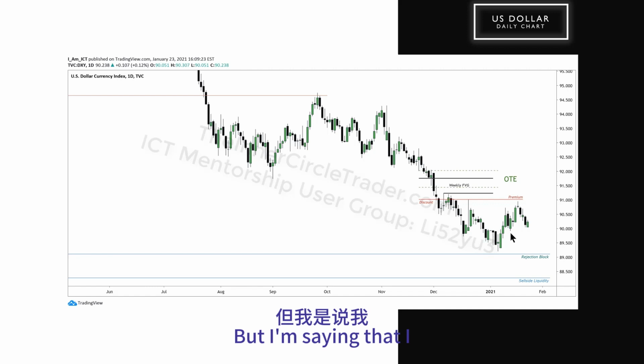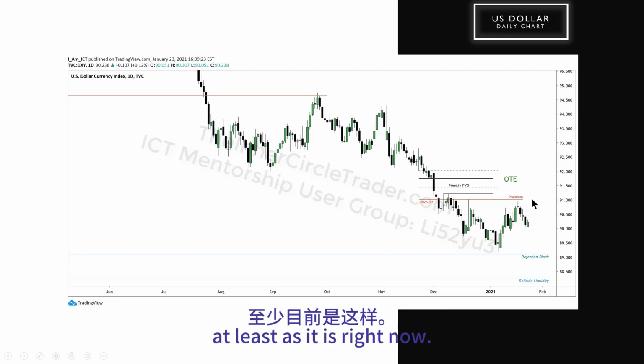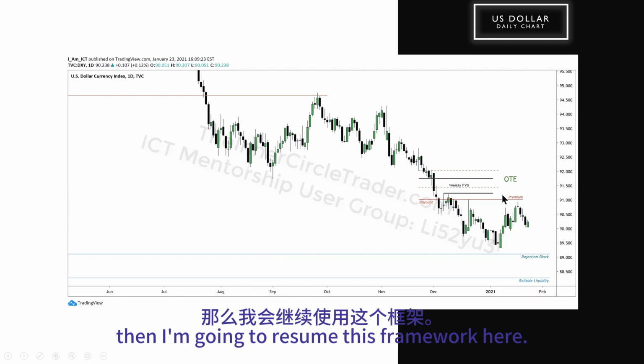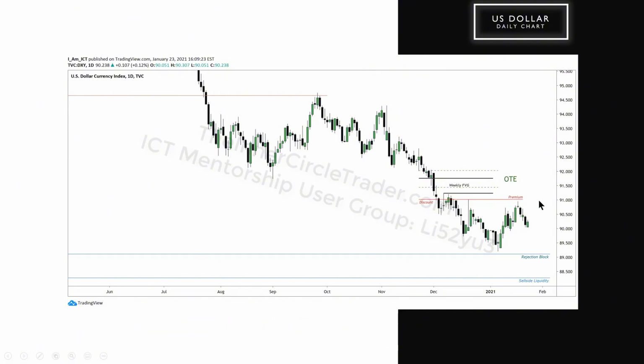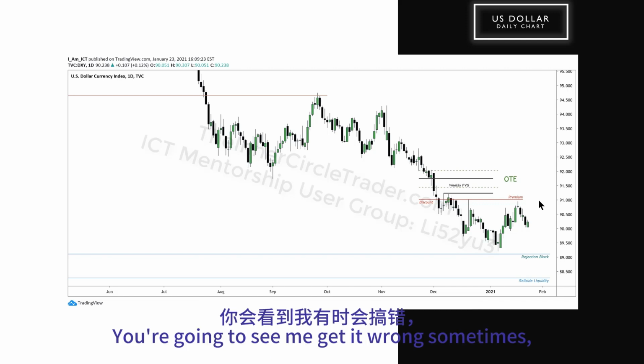But I'm saying that I believe I was most likely incorrect here, at least as it is right now. Now, obviously, if it starts screaming higher and we trade above Thursday's high, then I'm going to resume this framework here. But I've only included this framework so you can contrast how I was incorrect in my assumptions going forward, which is fine. You're going to see me get it wrong sometimes.